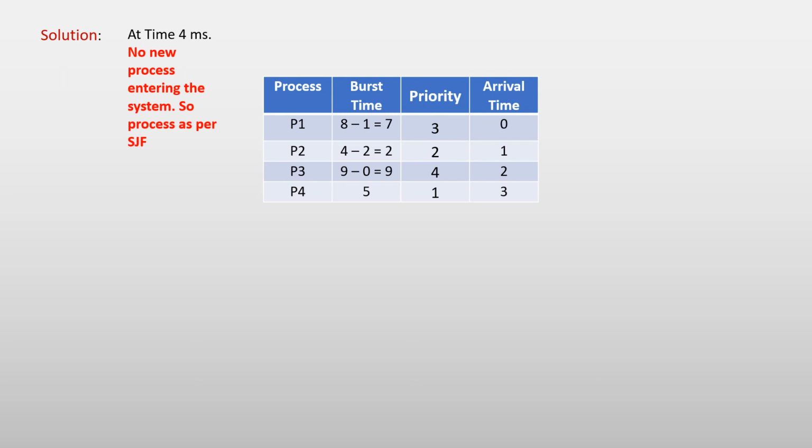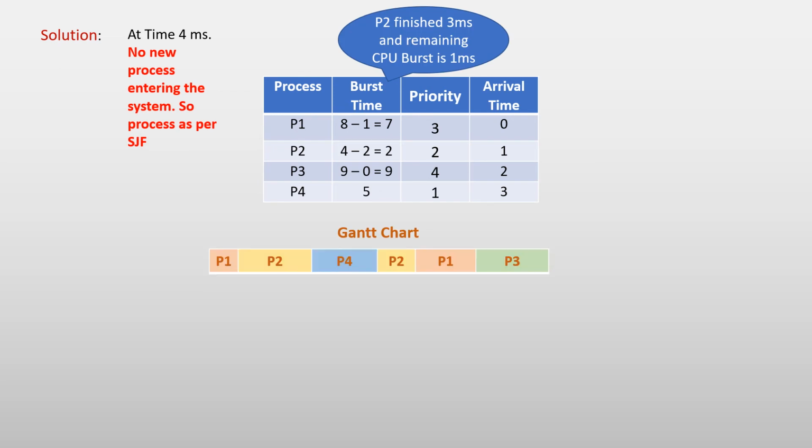P4 executes next for 5 milliseconds. So at time 4 milliseconds, no new process is entering. So P4 finishes its execution and then the remaining processes are executed based on priority. If you see here, P4 was the process that was running. Its priority was 1 and it had a CPU burst of 5. So from 3 milliseconds to 8 milliseconds, it got executed. At the end of 8 milliseconds, it goes out of the system.